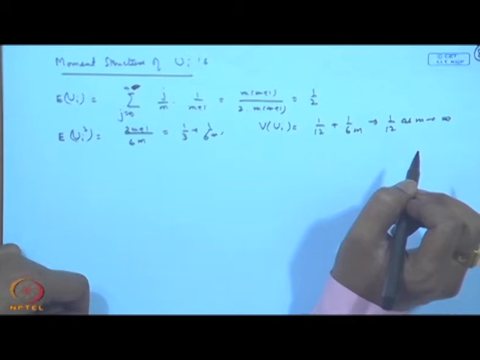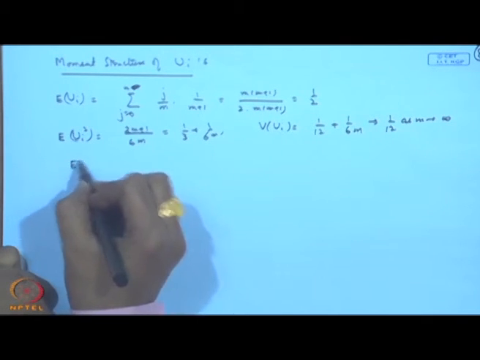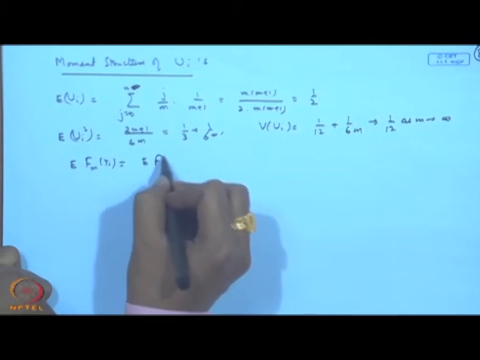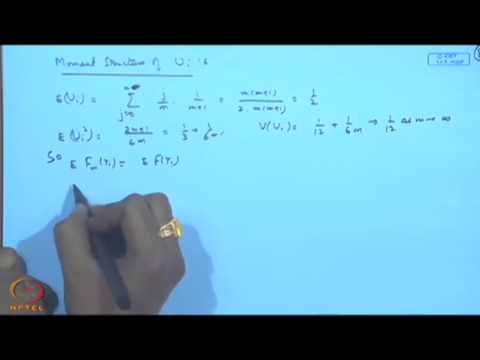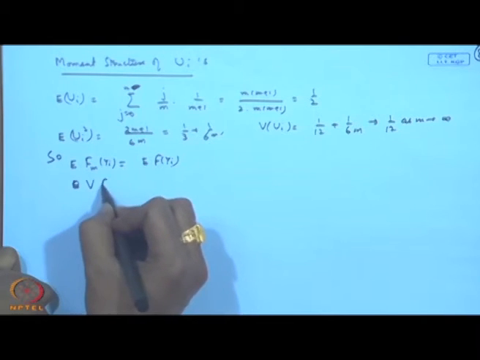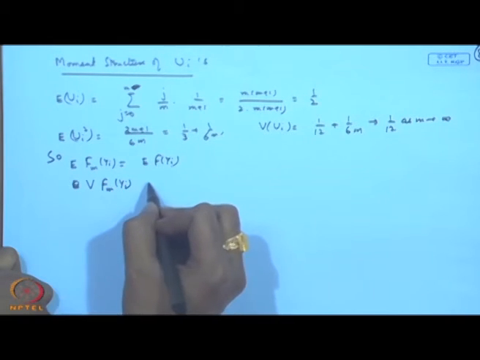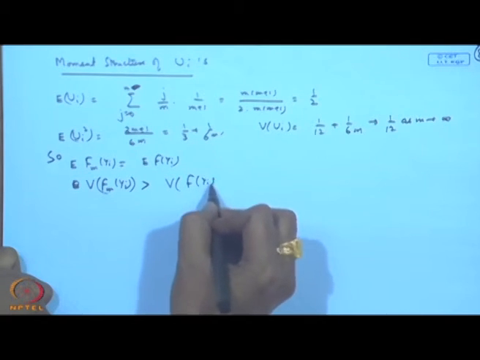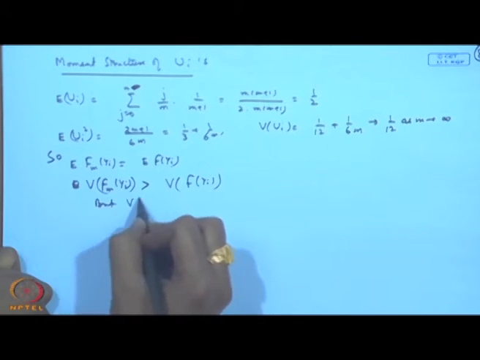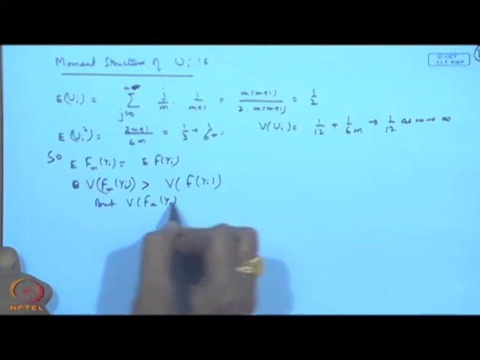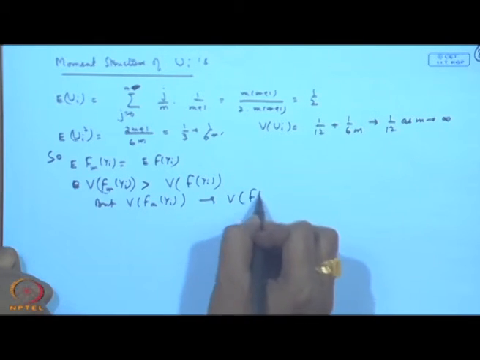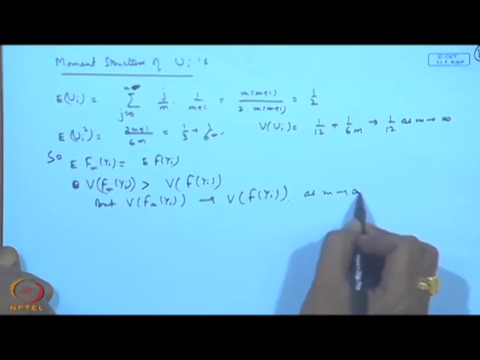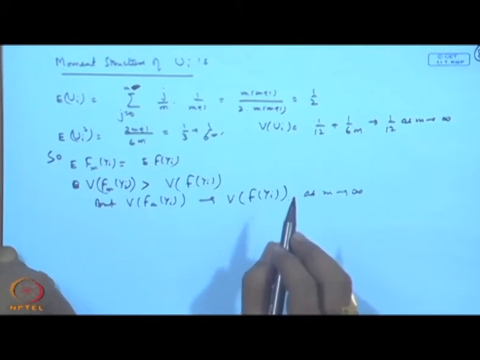So basically what we are saying is that the expectation of f_m(y_i) is equal to the expectation of f(y_i), and the variance of f_m(y_i) is actually greater than the variance of f(y_i), but the variance of f_m(y_i) converges to the variance of f(y_i). This is the observation we have based on the expressions that we derived here.